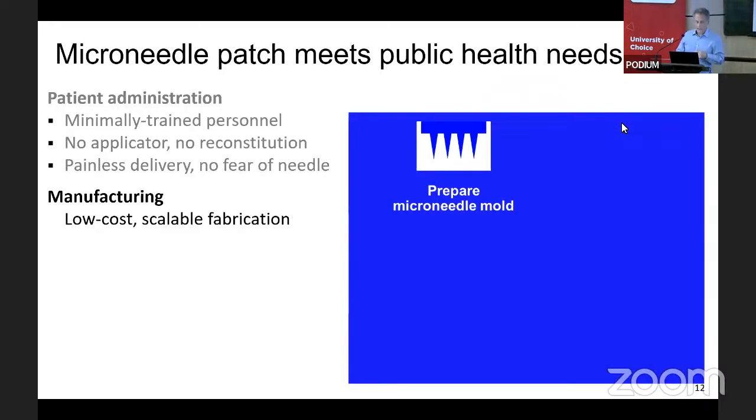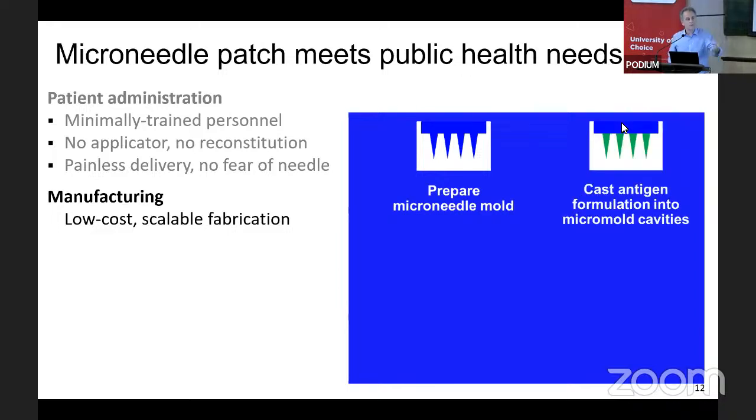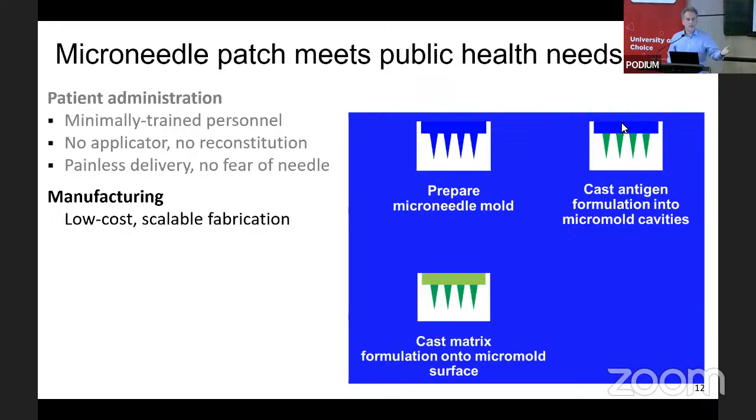From a manufacturing standpoint, we think this is a low cost and scalable fabrication method. And the method basically is this. We start out with an inverse mold in the shape of the microneedles. We then cast the first solution onto that mold, which contains the antigen or the vaccine or potentially a drug if it's not a vaccine. And that fills the needle cavities, forming the microneedles. We then cast a second solution on, and that has no antigen or active in it. And that creates the backing layer that holds everything together, but doesn't have a drug in it.